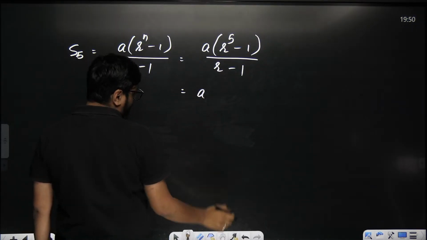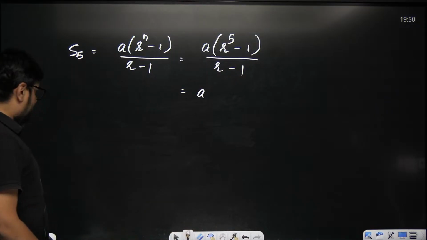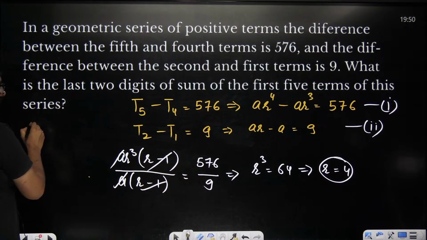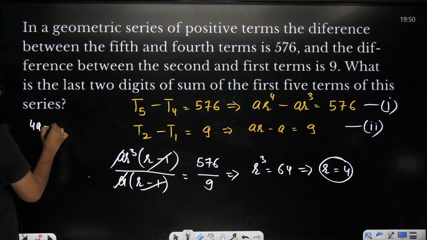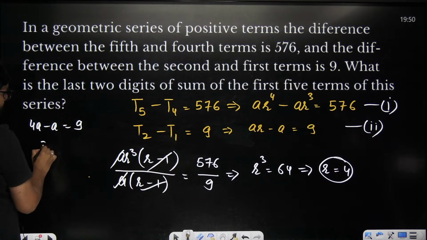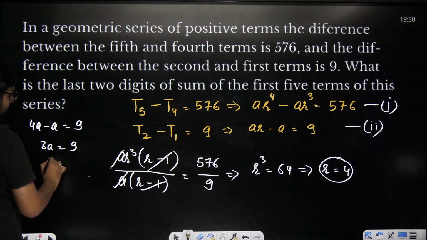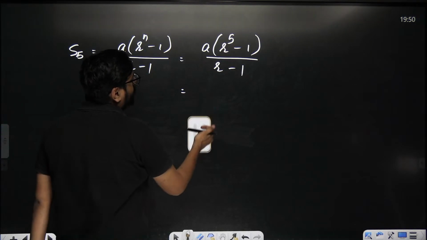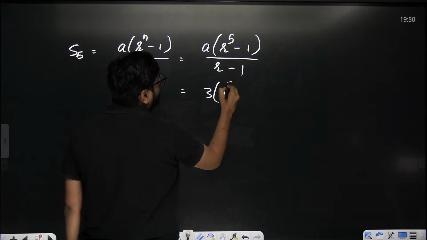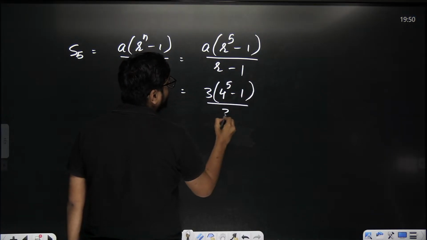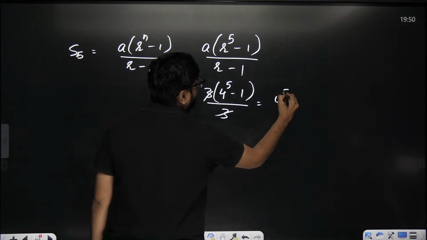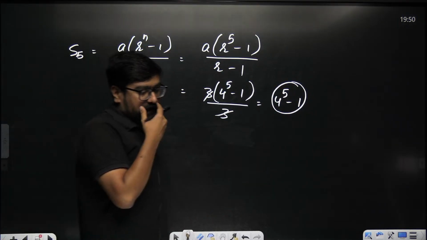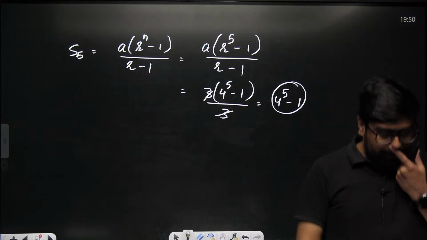So A, and if r is 4, we can also find A. If r is 4, then AR minus A, that means 4A minus A is equal to 9. That means 3A is equal to 9. That means A is equal to 3, R is equal to 4. A is 3, R is 4. So 3 into 4 to the power 5 minus 1 divided by 3. That means 4 to the power 5 minus 1 will be our answer. And last 2 digits we need to tell. So can you tell me the last 2 digits?